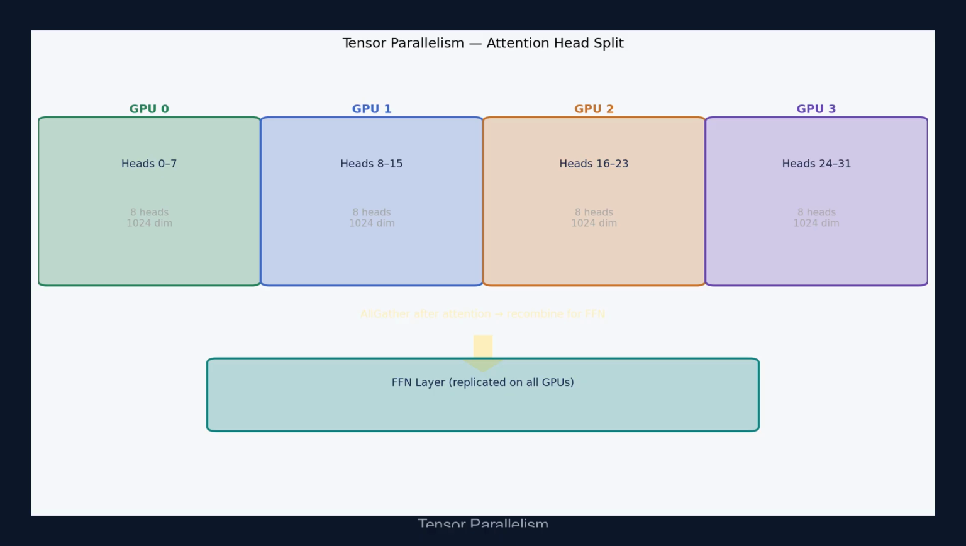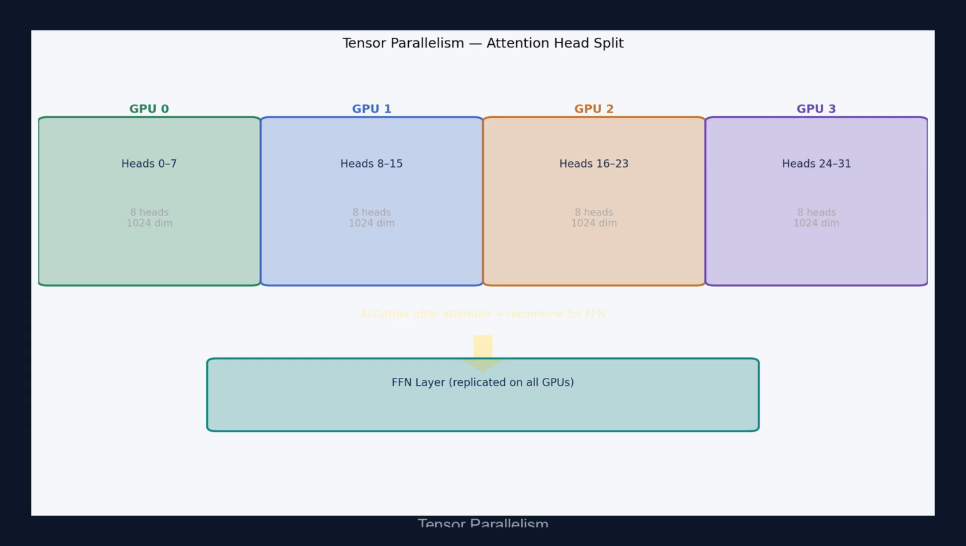a 1024-dimensional slice. After the attention computation, an all-gather operation recombines the results from all GPUs before passing them to the feed-forward network. The FFN is replicated across all GPUs, similar to data parallelism. Tensor parallelism is most valuable for very large models where individual layers don't fit on a single GPU.